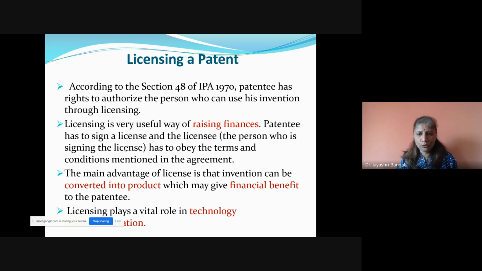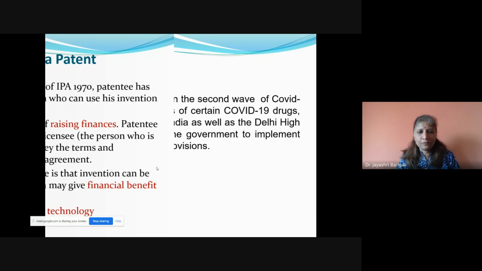You can have an agreement with a company and give the rights to that company so that the company will go for production. So licensing is a very useful way of raising finances. If you don't have any finance, it's okay, you can have an agreement with the company and do the production through that company, with an agreement that this much share will go to the inventor and this much share will go to the company. The main advantage of licensing is that the invention can be converted into a product, which may give you financial benefit. This financial benefit is very important, so licensing plays a vital role in technology.